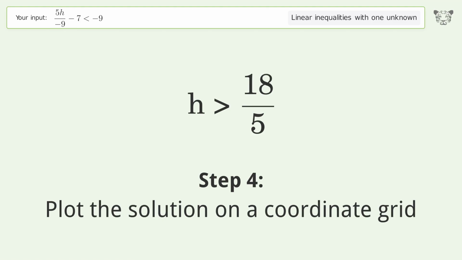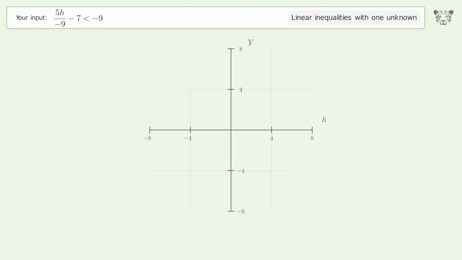Plot the solution on a coordinate grid. And so the final result is h greater than 18 over 5 greater than 33 over 5.